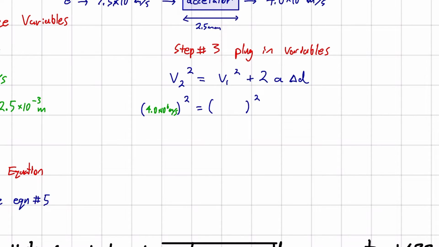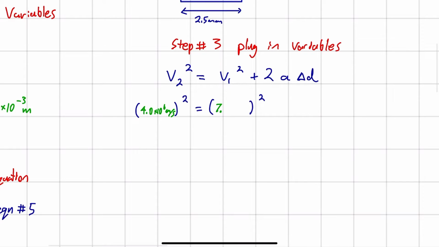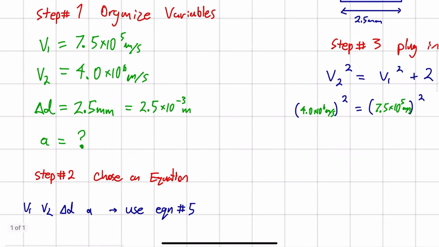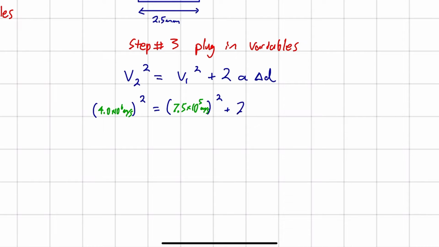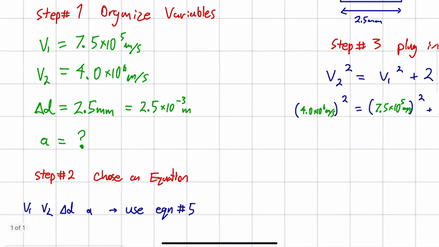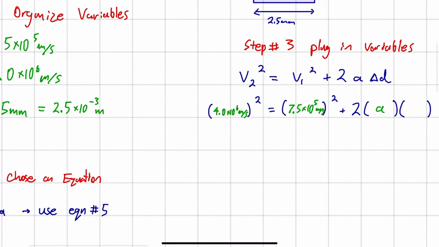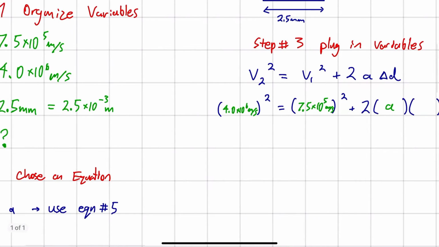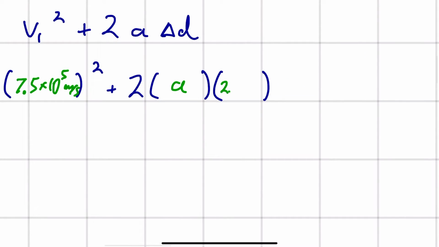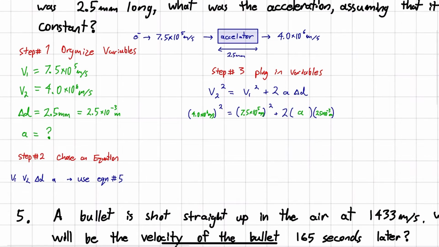And our v1 was 7.5 times 10 to the 5 meters per second. It's this value here. Plus 2 times a delta d. So a is our unknown, so we're just going to plug in a. And then d, remember to use consistent units. So we want our value in meters. 2.5 times 10 to the negative 3 meters. All right.